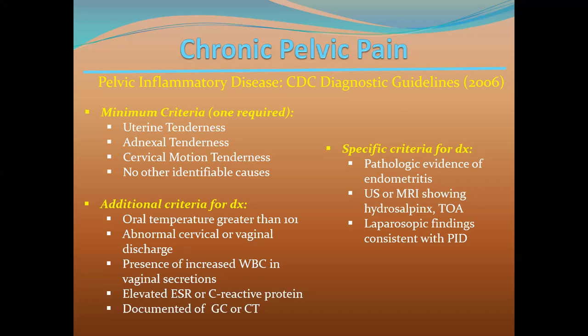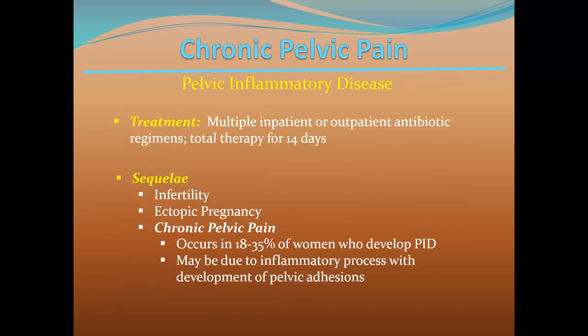Specific criteria for diagnosis: pathological evidence of endometritis, ultrasound or MRI showing hydrosalpinx, and also laparoscopic findings consistent with pelvic inflammatory disease. Treatment is with inpatient or outpatient antibiotic regimens, and the total therapy must be for 14 days. Whenever a woman has acute pelvic inflammatory disease, you must treat it for 14 days, first injectable, then you switch to oral, because if you do not treat adequately at that moment, the woman goes into chronic inflammatory disease. Then all her life she suffers from the pain.